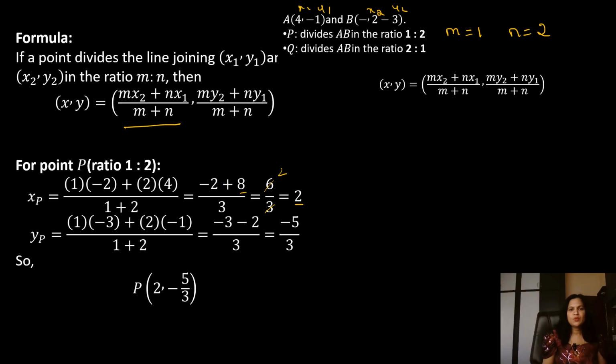Yp is using this formula. Substitute the values. M is 1. Y2 is -3. Substitute. Plus n is 2 into y1 is -1. Substitute that value. Divided by m plus n. M is 1, n is 2, 1 plus 2. Then simplify this. 1 into -3 is -3 plus 2 into -2 is -2 divided by 2 plus 1 is 3.